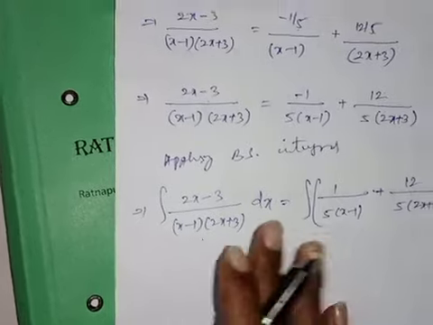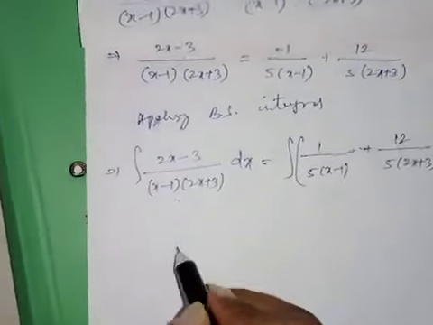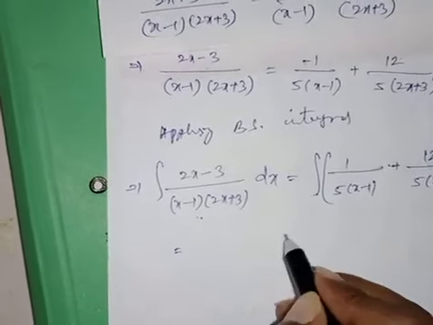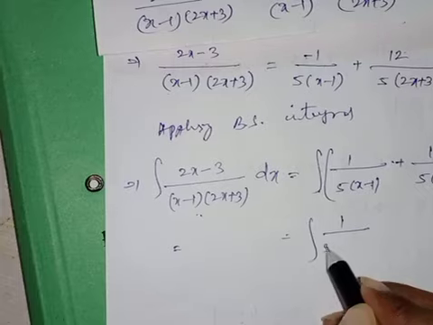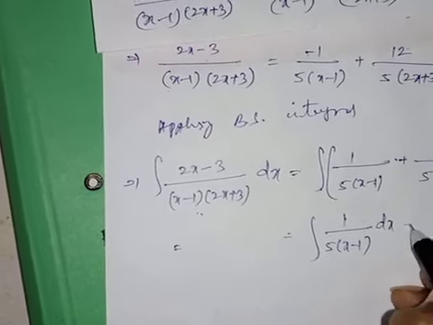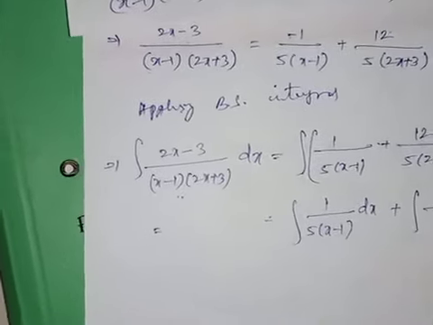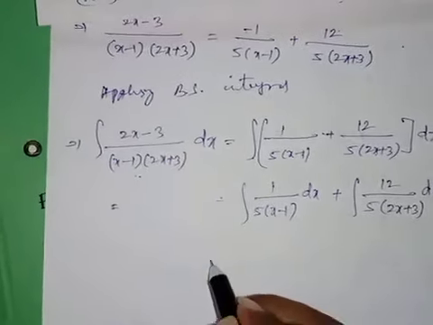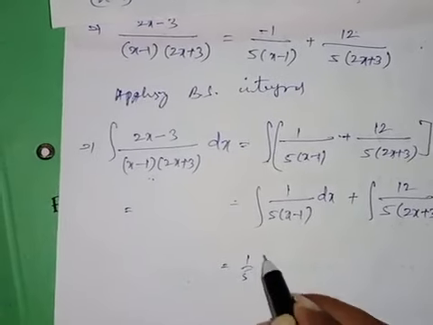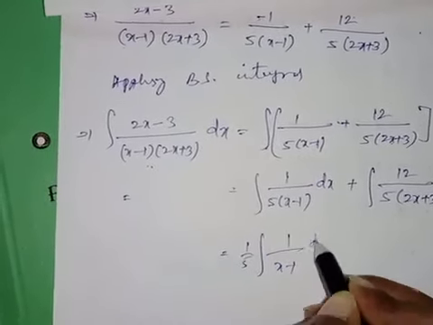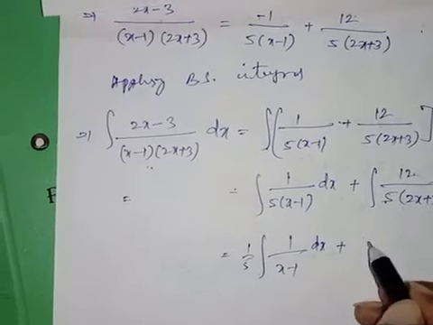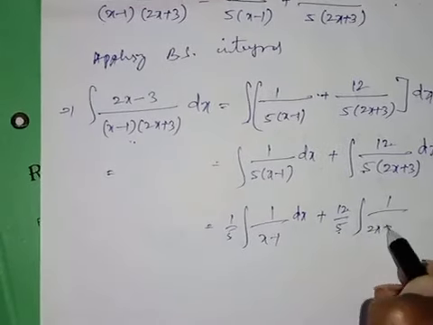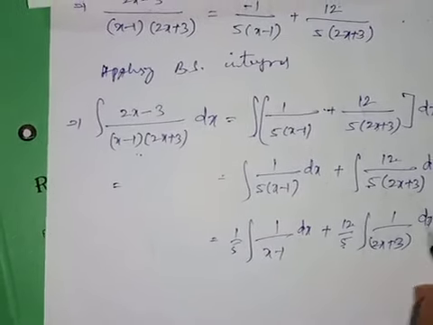See, this is the given question. That's why we are applying the integral on both sides. That is equal to, now split the integral into first one and second one: integral of 1 upon 5 into x minus 1 dx plus integral of 12 upon 5 into 2x plus 3 dx. See here, 1 by 5 is a constant, take it outside: integral of 1 upon x minus 1 dx, plus here 12 by 5, both are constants, take it outside: 12 by 5 integral 1 upon 2x plus 3 into dx.